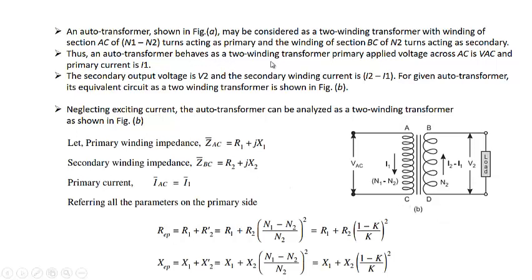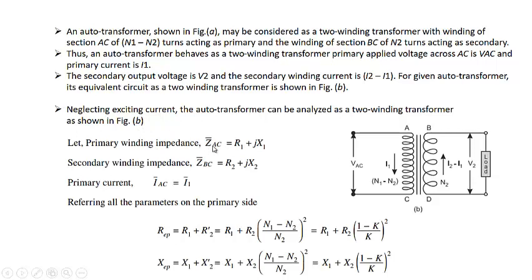Thus, an autotransformer behaves as a two-winding transformer. The primary applied voltage across AC is VAC, and the primary current is I1. The secondary output voltage is V2 and the secondary winding current is I2 minus I1. For a given autotransformer, its equivalent circuit as a two-winding transformer is shown in figure B. Neglecting the exciting current or the parallel branch, the autotransformer can be analyzed as a two-winding transformer as shown in figure B. So it becomes very simple.